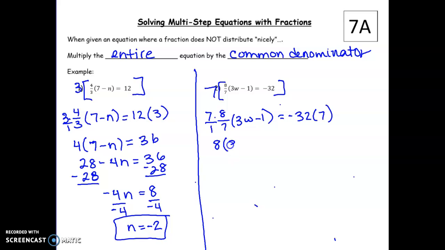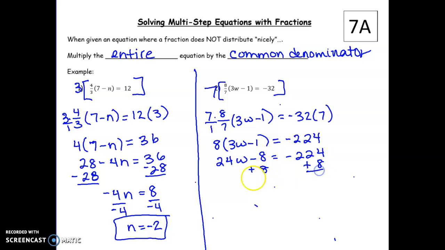So 7 over 1 times 8/7 is 56/7, which is 8. So this becomes 8 times 3w minus 1 is going to be equal to negative 32 times 7, which is negative 224. Okay, when I distribute, we've got 24w minus 8 is equal to negative 224. And now I'm going to add my 8 to both sides. When I do that, I get 24w is going to be equal to negative 216. So that then my final step, I'm going to divide both sides by 24, and my w is going to be equal to negative 9.